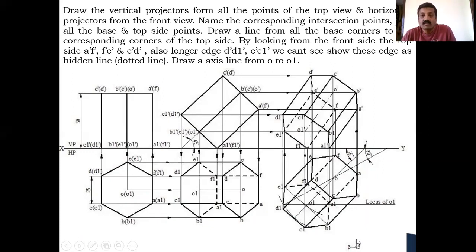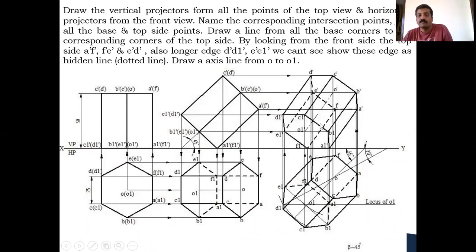Similarly, the top face corner, A is here, A dash is here, this is A. B is here, B dash is here, this is B. C is here, C dash is here, this is C dash. D is here, D dash is here, this is D dash. E is here, E dash is here, this is E dash. F is here, F dash is here, this is F dash. O is here, and O dash is here, this is O dash. Like this, all the points you can get.